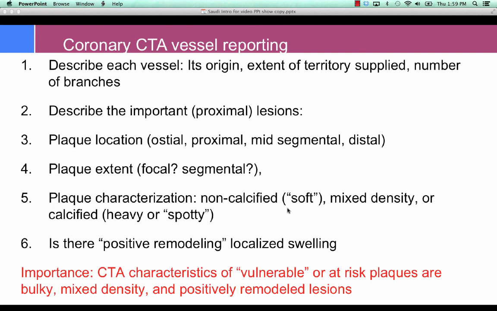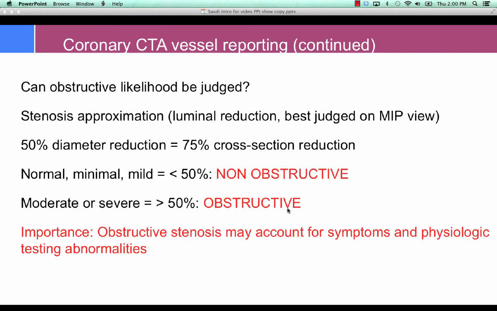Also it's very important to look for remodeling of the vessel, that is swelling and outward expansion of the vessel. This is independent of what the lumen may look like, but this positive remodeling seems to be one of the CT features of plaques which are apt to become unstable in the future. And I think it's very important.